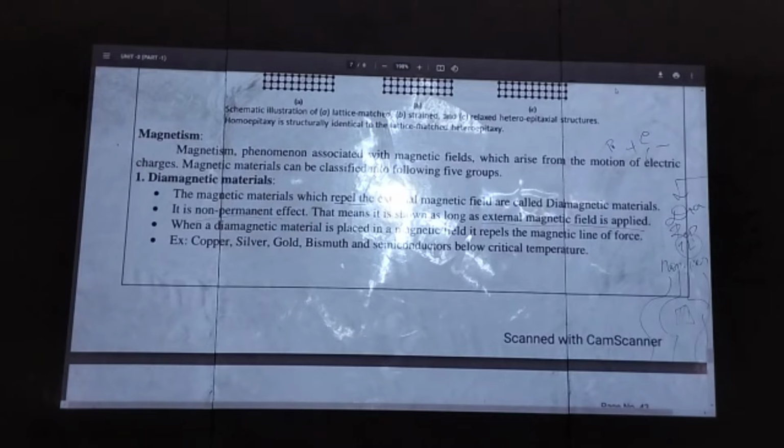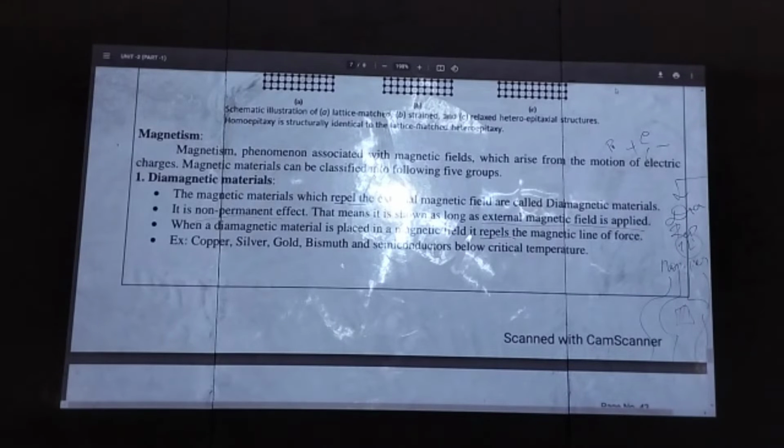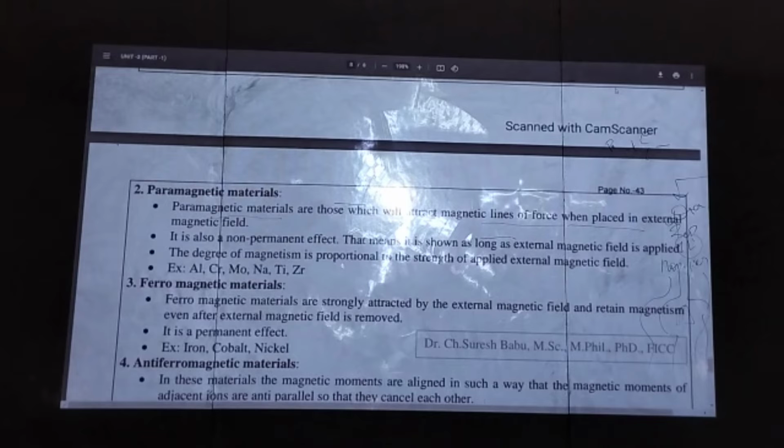And next, when a diamagnetic material is placed in a magnetic field, what will the magnetic lines of force do? They will repel. Example, you can take copper, gold, silver. Next, para. The para materials are those which attract the magnetic lines of force when placed in an external magnetic field. That is what we have studied, right? It also is a non-permanent effect.